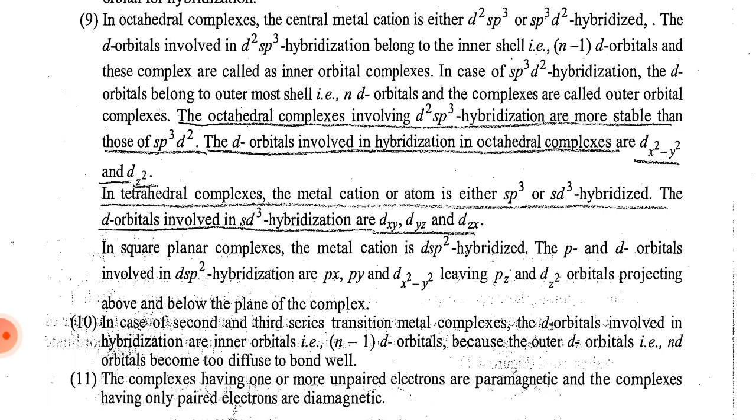Ninth, in octahedral complexes, the central metal cation is either d2sp3 or sp3d2 hybridized. The d orbitals involved in d2sp3 hybridization belong to the inner shell, that is (n-1)d orbitals, and these complexes are called inner orbital complexes. In the case of sp3d2 hybridization, the d orbitals belong to the outermost shell, that is nd orbitals, and the complexes are called outer orbital complexes. The octahedral complexes involving d2sp3 hybridization are more stable than those of sp3d2. The d orbitals involved in hybridization of octahedral complexes are dx2-y2 and dz2.